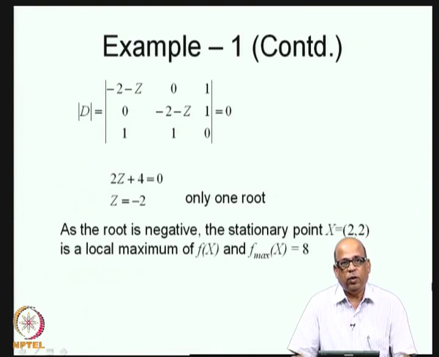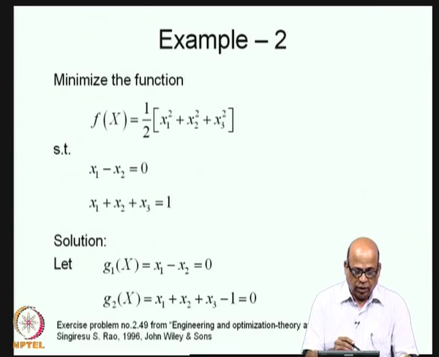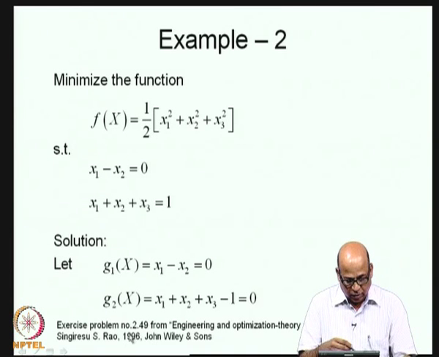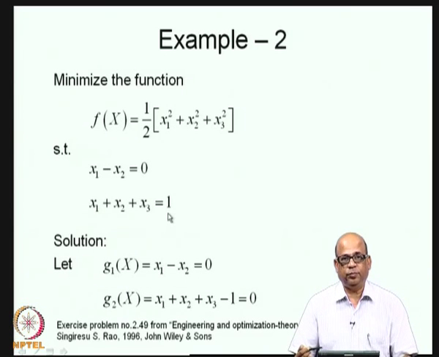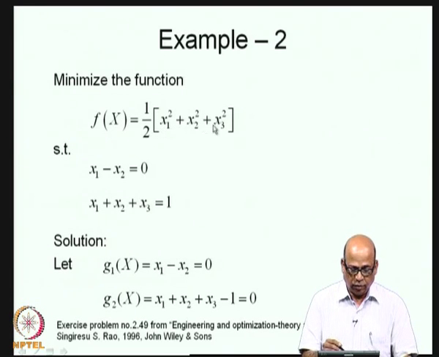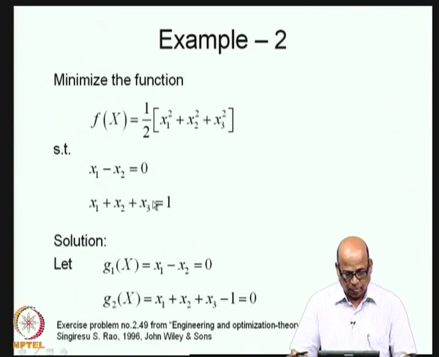Let us look at one more example. Let us say you take f of x. This is an exercise problem from a textbook, not a solved exercise problem. So, I am solving that example now. f of x is equal to half of x 1 square plus x 2 square plus x 3 square, subject to two constraints, x 1 minus x 2 is equal to 0 and x 1 plus x 2 plus x 3 is equal to 1. So, these are the two constraints. There are three variables and two constraints.